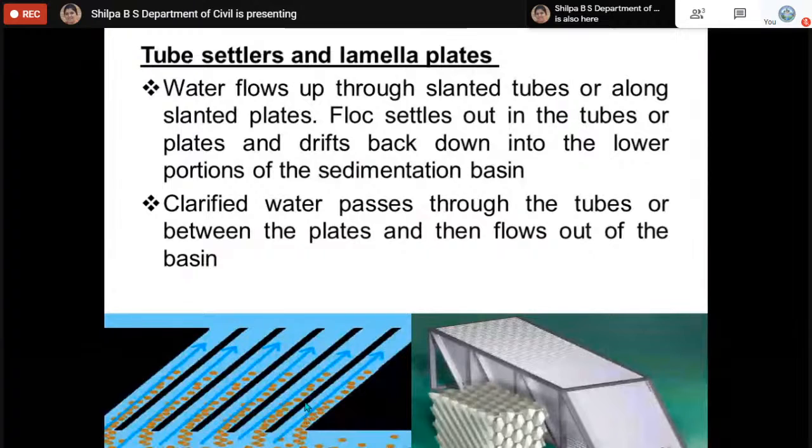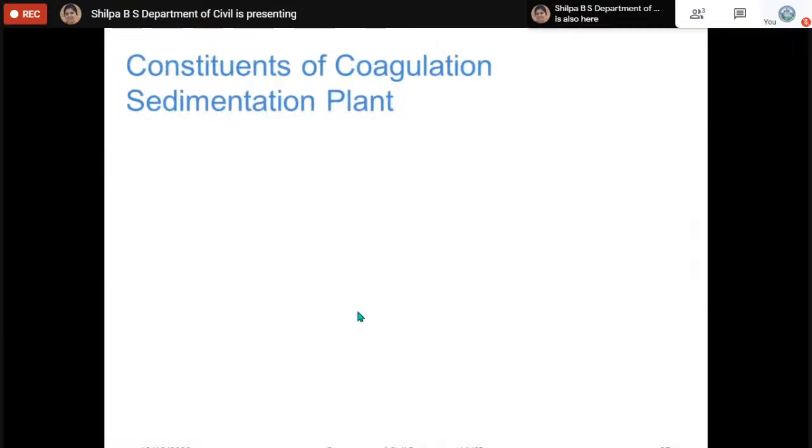So the flocks that will get settled over the lower part of the plates, as it gets crowded, will drift back to the lower portion of the sedimentation tank, and only the clear water will come up through the plates or the tubes.